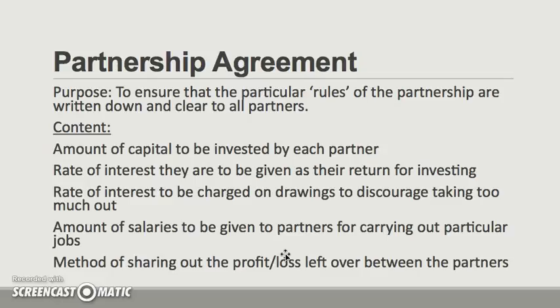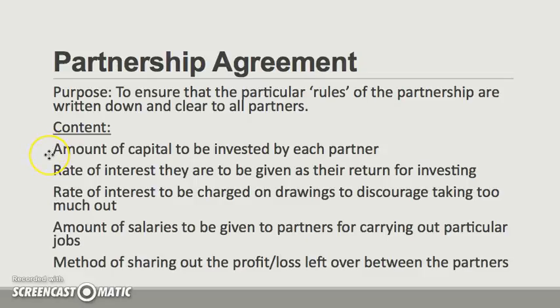The partnership agreement is a written document outlining the rules of the partnership to ensure they're clear to all the partners. And this is done to minimize the risk of arguments and disagreements amongst the partners. And the partners can have anything they want in their partnership agreement. It's their rules, it's their business, they can have whatever they want. But some of the things that they could have are shown here.